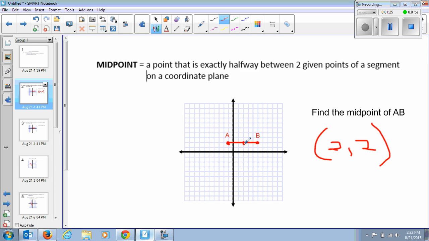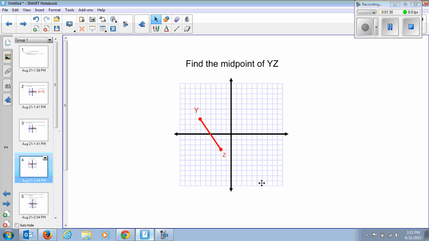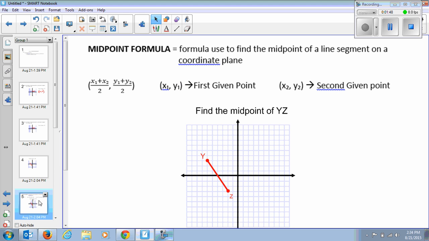All right, so we all understand how to find the midpoint when the line is horizontal, but the line will not always be horizontal. Sometimes the segment is diagonal, and now you can't count the distance between, in this case, segment YZ. We are going to have to calculate it using the midpoint formula. Again, you must memorize this midpoint formula. Basically, it's an average of our x and y coordinates. You'll see here we have x1 plus x2 divided by 2.